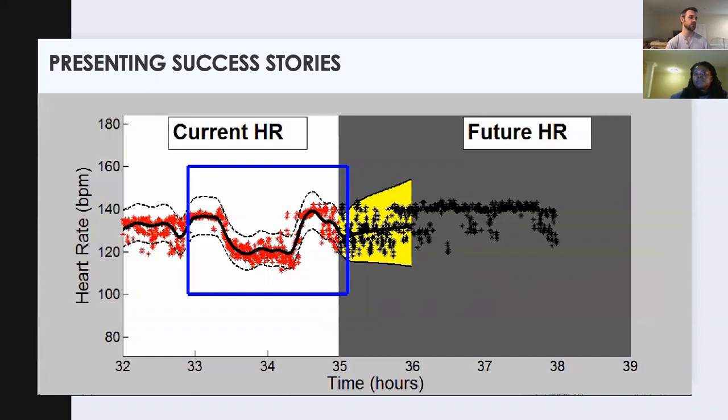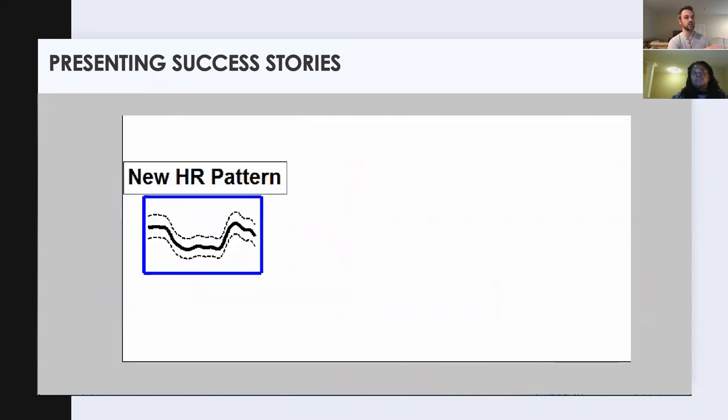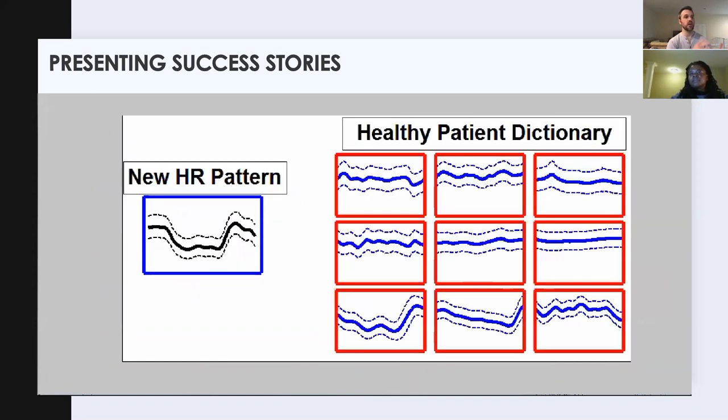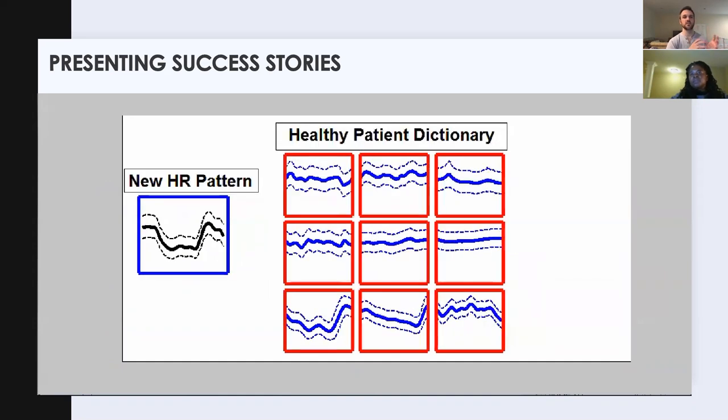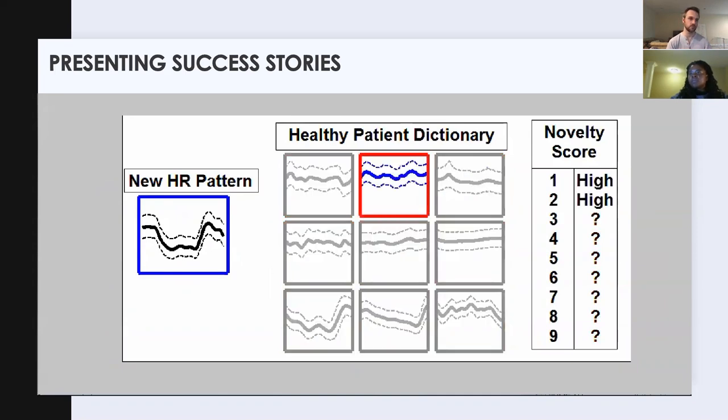Another thing that we might say is the following, another success story. If I fit my time series to the data, I can then throw out the data and just keep the fit of this new patient. And then I can compare that new patient's fit to this dictionary of clinically annotated healthy patients and say, does this new patient look like a healthy patient or not? And if the patient doesn't look like a healthy patient, does that mean that they're deteriorating? So again, instead of looking at an individual point in time, I'm now comparing a patient's entire time series to a reference dictionary of healthy patients.